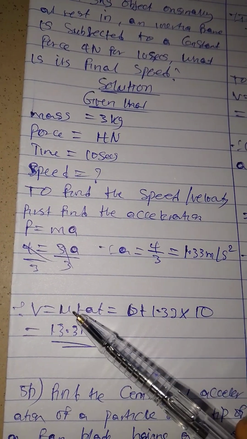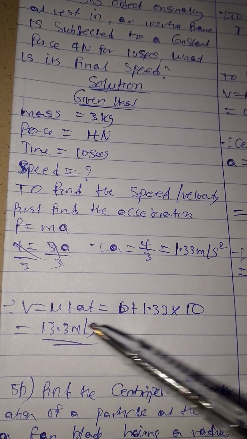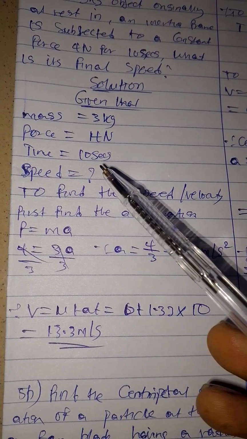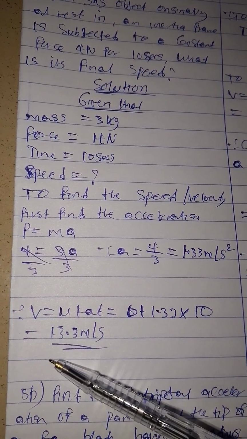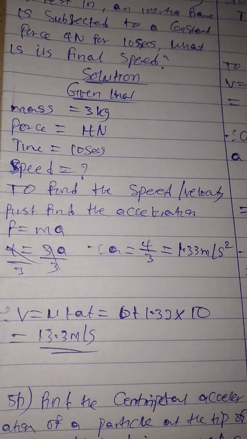Now to find the speed, using the formula, speed, that is velocity, is equal to u plus at. I know that initial velocity is always 0. So 0 plus acceleration, which is 1.33, times my time, which was 10 seconds. So velocity is equal to 1.33 times 10, which gives 13.3 meter per second.